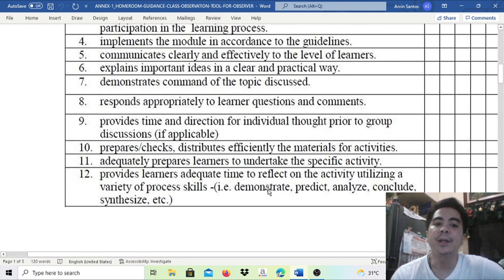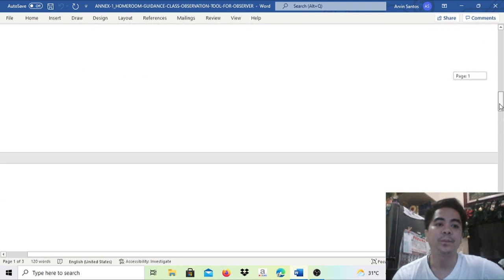Then, provides learners adequate time to reflect on the activity, utilizing a variety of process skills: demonstrate, predict, analyze, conclude, and synthesize. It can become a way of developing performance outputs or performance tasks. Diba? They can demonstrate through videos, diba? They can predict and analyze through write-ups, through Venn diagrams, through charts, pwede po yun dyan. They can synthesize on that method as well. Diba? So, pwede yun doon.